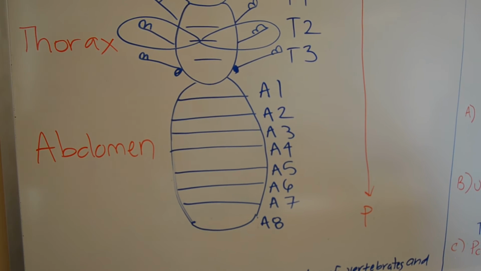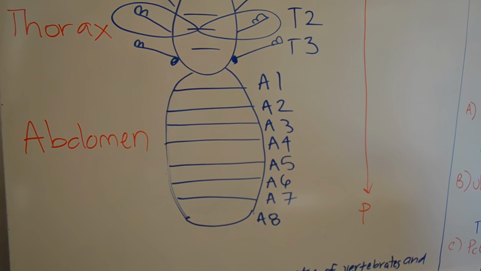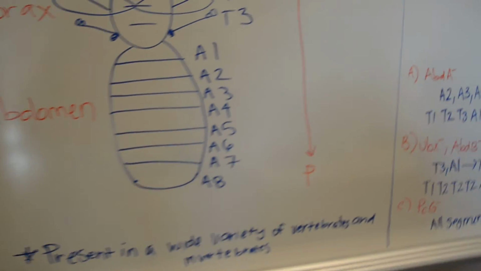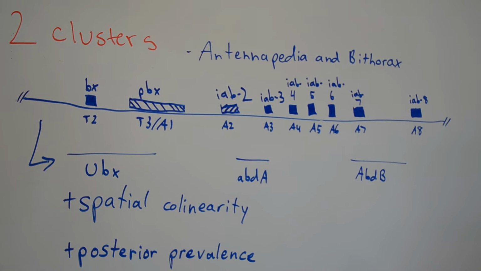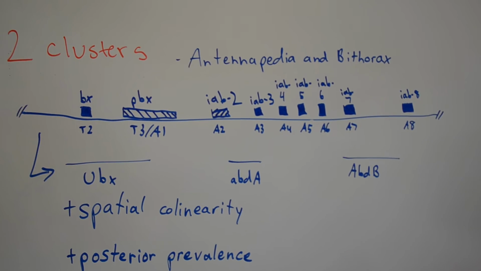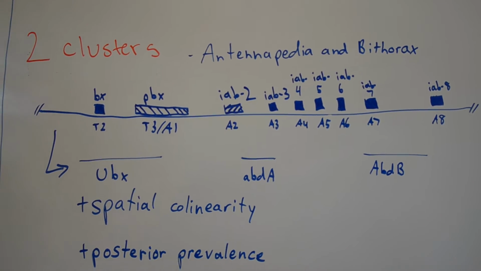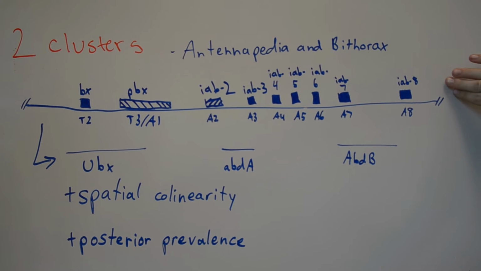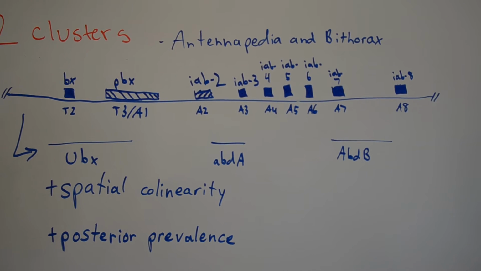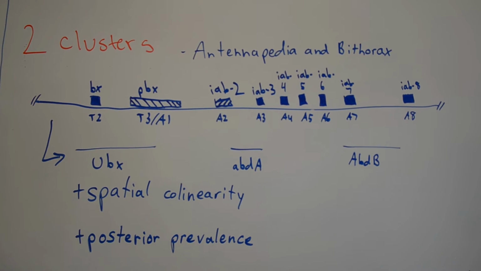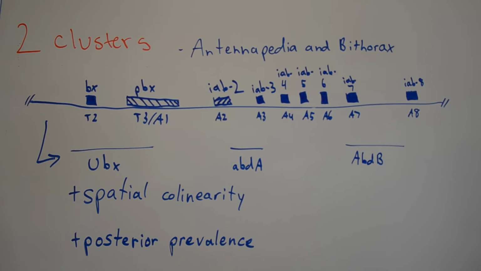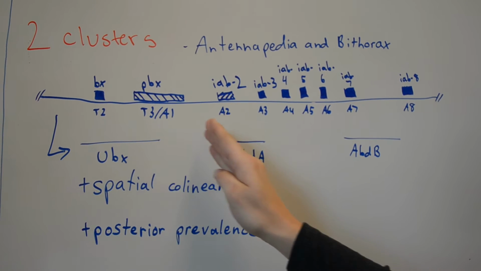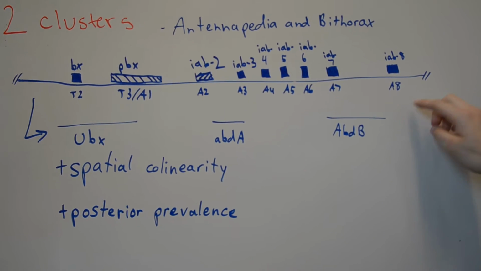The Hox genes work in an anterior to posterior fashion and are present in a wide variety of vertebrates and invertebrates. In the genome, there are two clusters of Hox genes, antennapedia and bithorax. The genes present on top here are in an anterior to posterior fashion in the genome and in the embryo, which is what spatial collinearity means. We have the anterior genes on one side, and then they go in order all the way to the posterior.